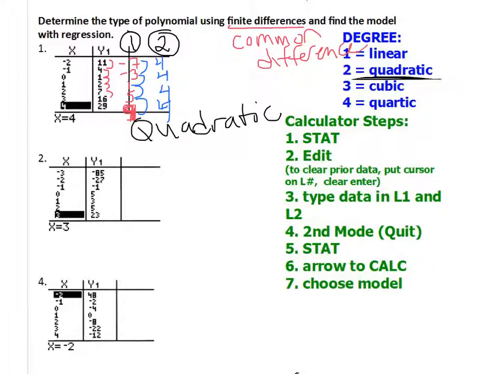Now, what we have to do is, in the calculator, use that to get our equation. So you're going to follow these steps. Hit the Stat button, press Enter on Edit, type the data into L1 and L2, and when you do that, your X's are L1 and your Y's are L2. Then you're going to quit after you type, go back to Stat, or over to Calculate, and then choose your model. So in the calculator, for this one, you're going to choose the one that says quad reg for regression. That's in our title up here.